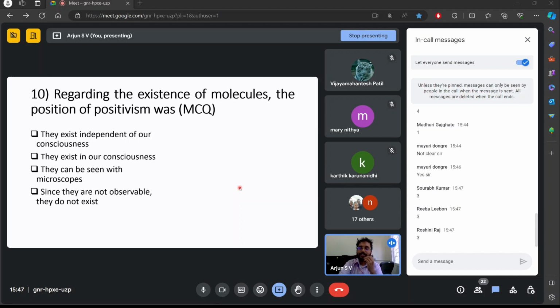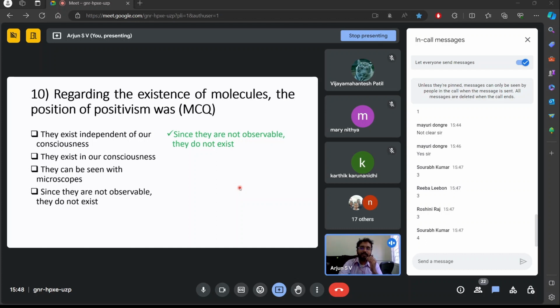And the last question: regarding the existence of molecules, the position of positivism was that since they are not observable, they don't exist. We already discussed several aspects of positivism, that they are limited to only our senses and experiences. So whatever is not observable or measurable does not exist. Molecules follow the same path. They were not observable using the infrastructure of their time during the 1900s. Therefore, we cannot observe them, and therefore they do not exist.